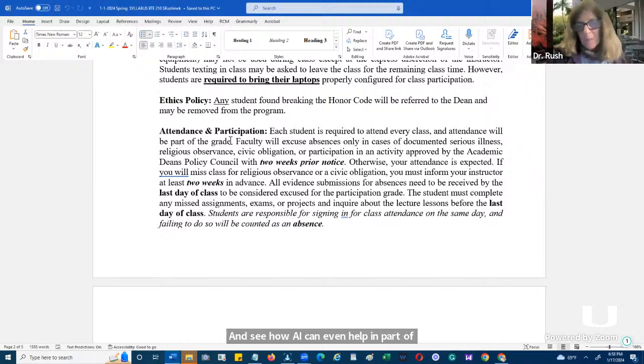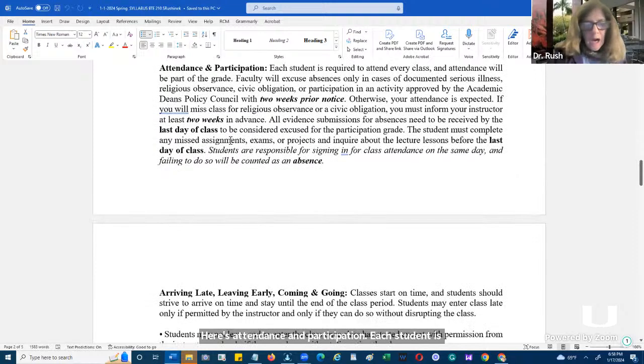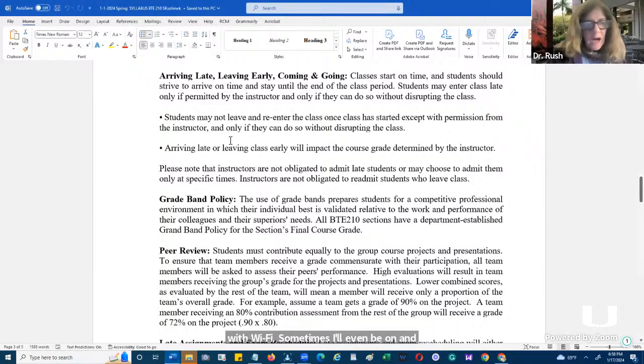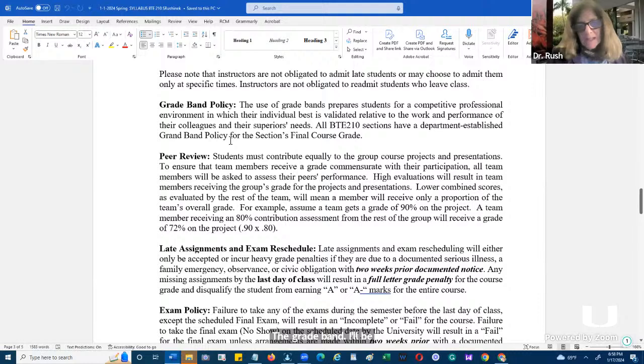Here's attendance and participation. Each student is required to attend every class, and attendance is part of the grade. Arriving, what I suggest you do is try to get online 5 minutes early. We all have technical problems. You saw with the computer, with Wi-Fi. Sometimes I'll even be on and off myself. The grade band: all BTE210 sections have a grade band policy.